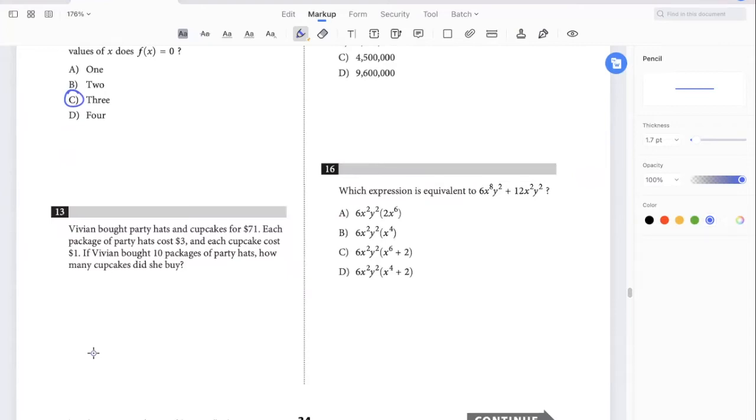Vivian bought party hats and cupcakes for $71. Each package of party hats cost $3 and each cupcake cost $1. If Vivian bought 10 packages of party hats, how many cupcakes did she buy? Okay, so 10 packages of party hats will cost $30. And let's say she bought X cupcakes, so they would cost X and the total is 71. So X is 41, right? So she bought 41 cupcakes.